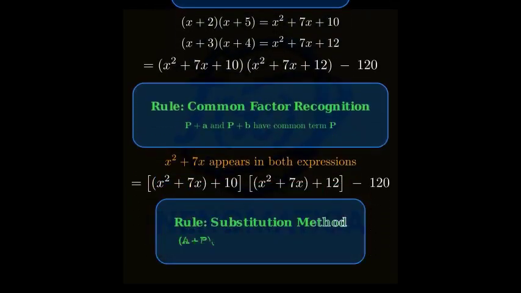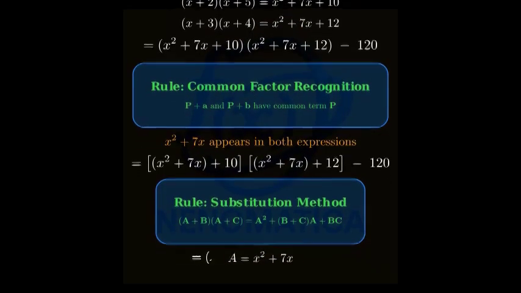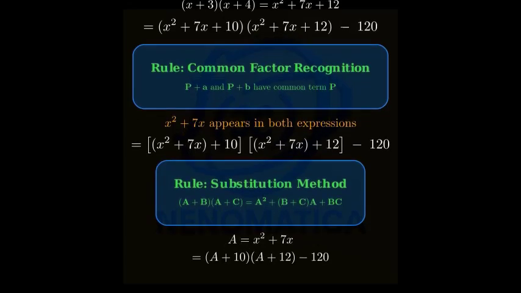For the next step, let's use a substitution to simplify our work. We can think of x squared plus 7x as a single term. Let's call it a. So our expression becomes a plus 10 times a plus 12 minus 120.